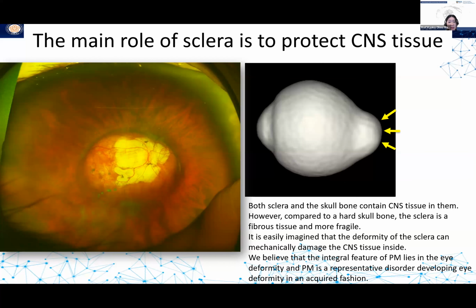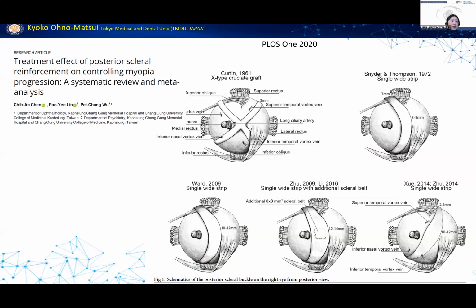We believe that the integral feature of pathologic myopia lies in the eye deformity, and pathologic myopia may be a representative disorder developing eye deformity in an acquired fashion. To prevent blindness due to pathologic myopia, therapies targeting staphylomas may be an ideal approach. Chen and colleagues recently conducted a meta-analysis of 11 articles reporting the effect of posterior scleral reinforcement. The outcome was an effect on axial length and not staphyloma formation, but it is interesting to maybe try.